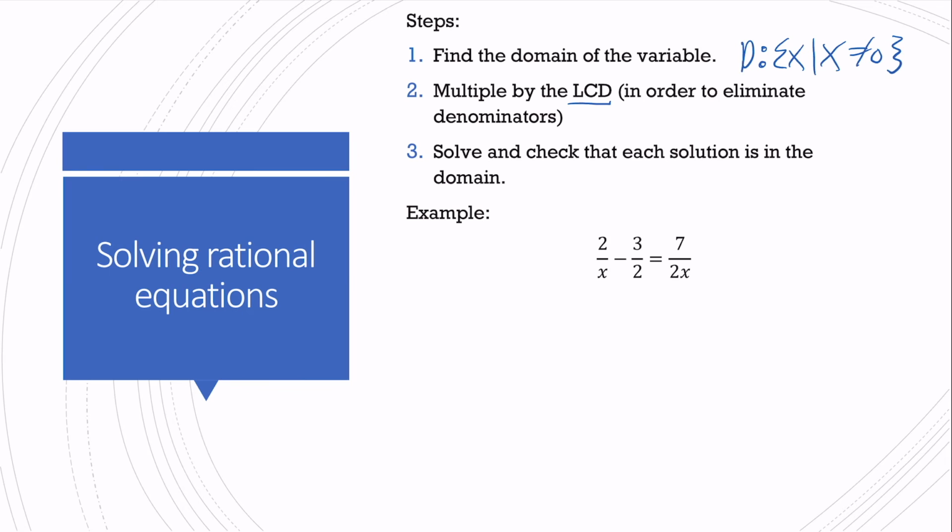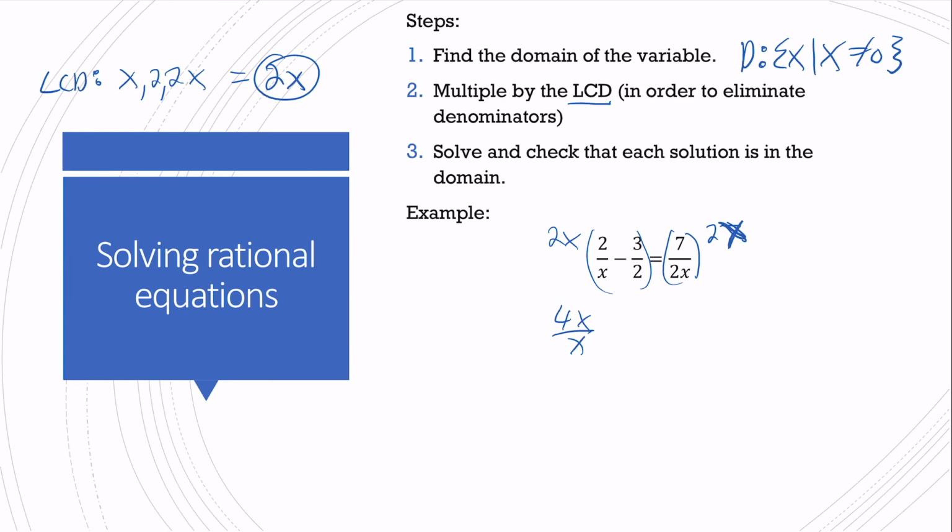So what's the LCD of x, 2, and 2x? Well, that's going to be 2x. So if I multiply both sides by 2x, on the left-hand side, I get 4x over x minus 6x over 2, because we're distributing that 2x, equals 14x over 2x.